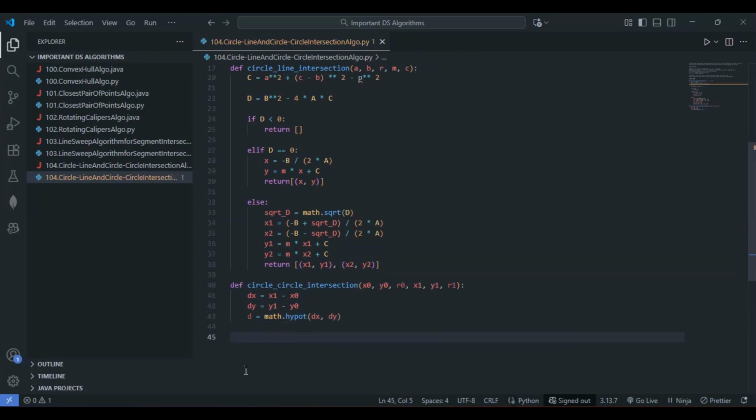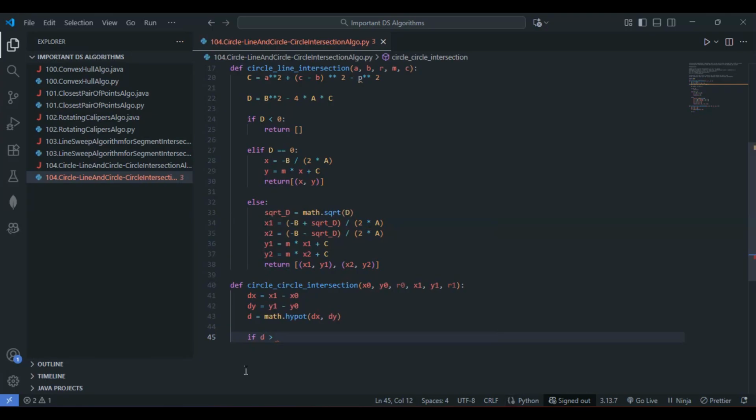Next, let's go with a simple if condition. First we have to go with the no intersection part. We get no intersection when d is greater than r0 plus r1, or d is less than r0 minus r1. I can just write it in this way. Let me make use of the simple if condition here.